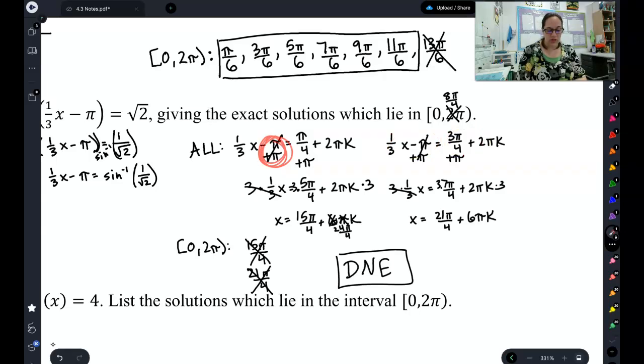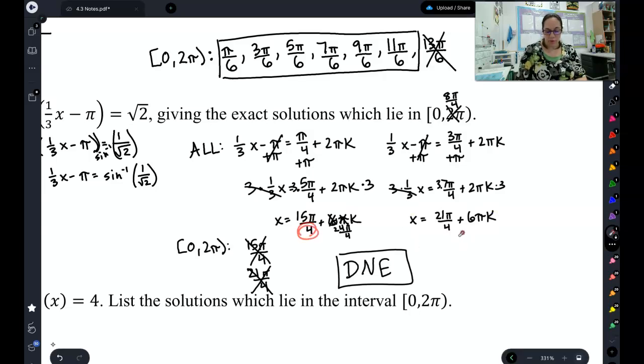Now I am solving for x, so I add pi to both sides. When you're adding, you only need to do it to the angle. You don't have to add it to the 2 pi k. But when you're multiplying, because we're multiplying by 3 here, that's when you have to distribute that 3 and multiply it to everything. So when I did that on both sides, I got 15 pi fourths plus 6 pi k and 21 pi fourths plus 6 pi k.